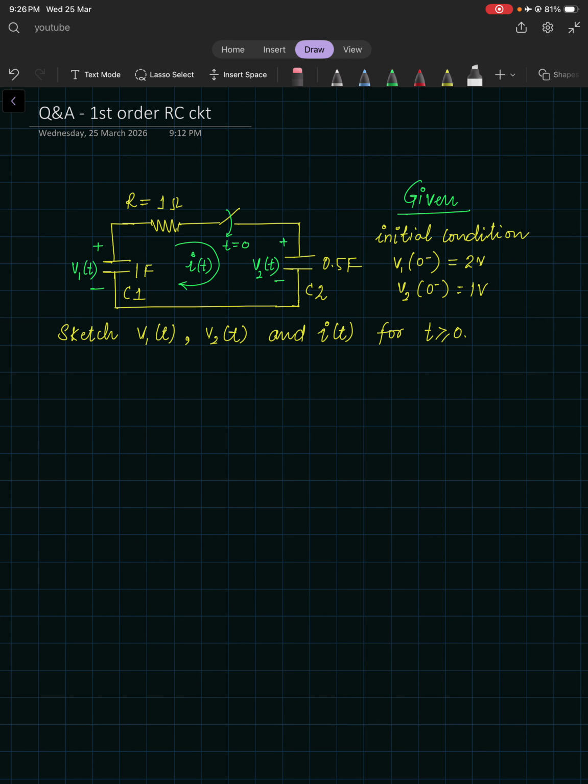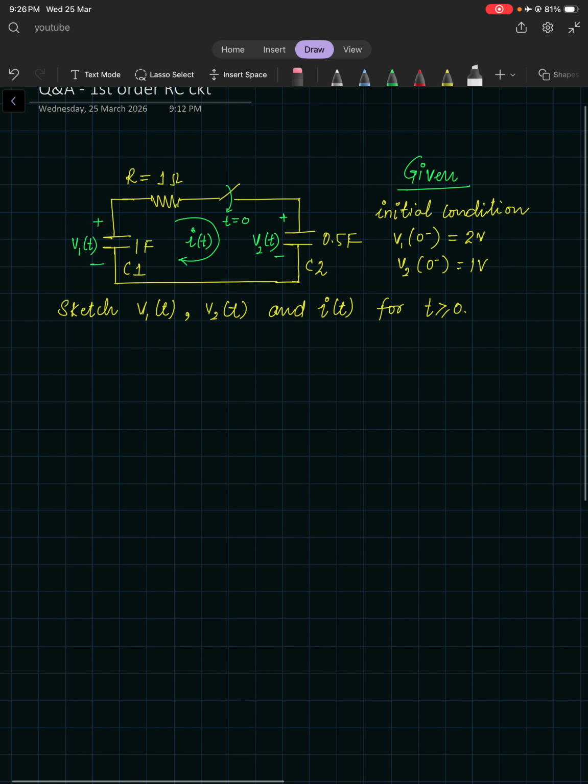Let's see one problem. We will try to solve this problem in a detailed way. So we will use KVL and we will not use any shortcut here, or maybe we will see any kind of shortcut later, right?